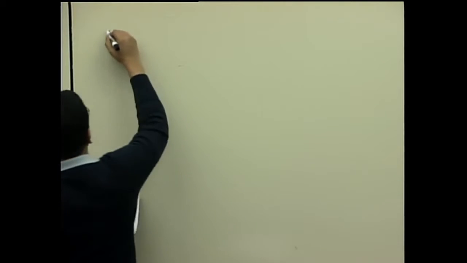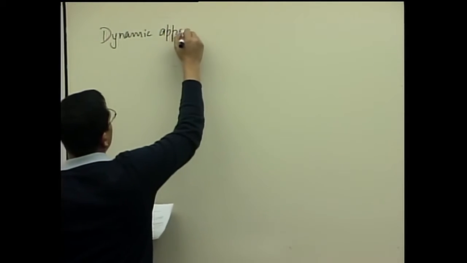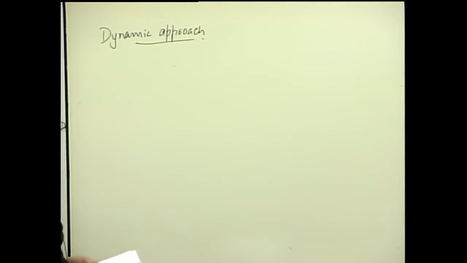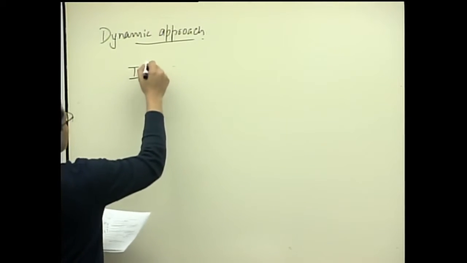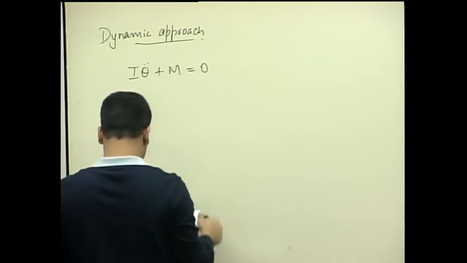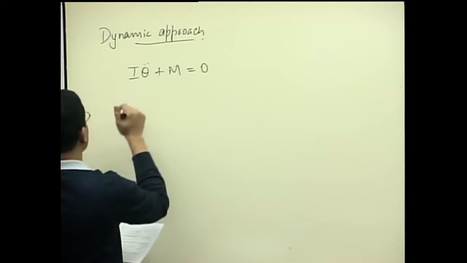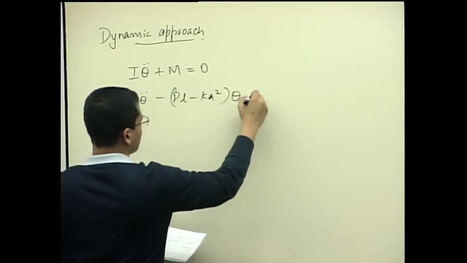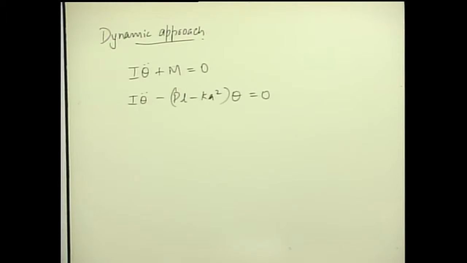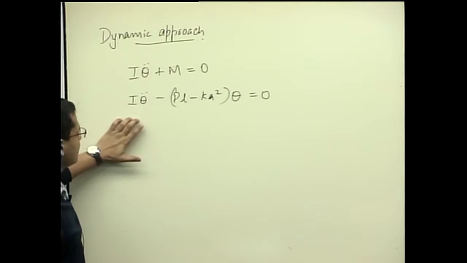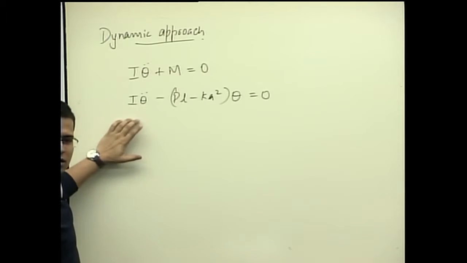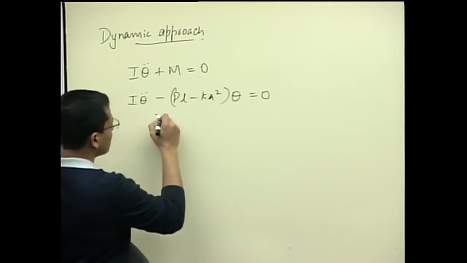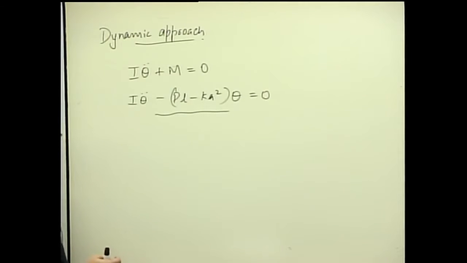Then there is another approach which we call the dynamic approach. In this we have the dynamic equation of motion. So there will be an inertia term, I theta double dot plus M is equal to 0, and we calculated the moment in the previous case. So I theta double dot minus PL minus Ka square theta is equal to 0, right? So this is a second order ordinary differential equation. For a bounded solution, we need this coefficient to be positive. If this coefficient is negative, we have a hyperbolic solution. If this coefficient is positive, we have a simple harmonic motion which has a bounded solution, right?